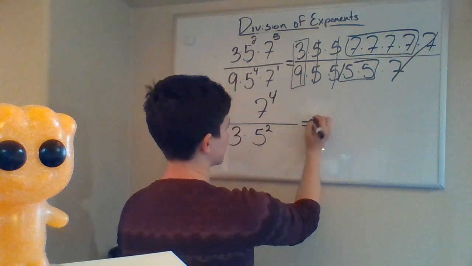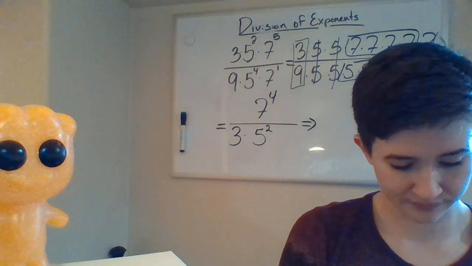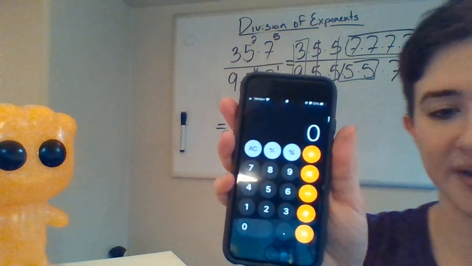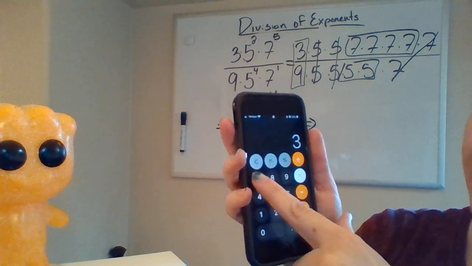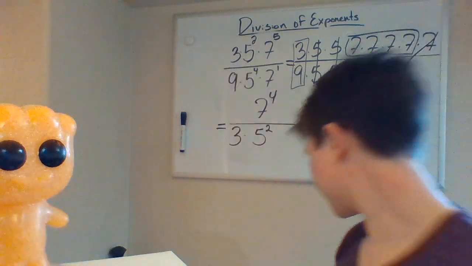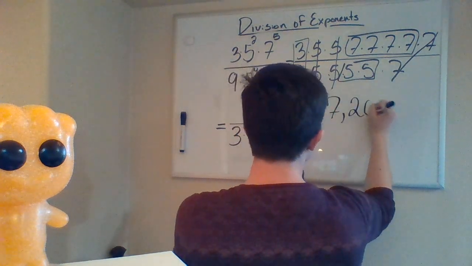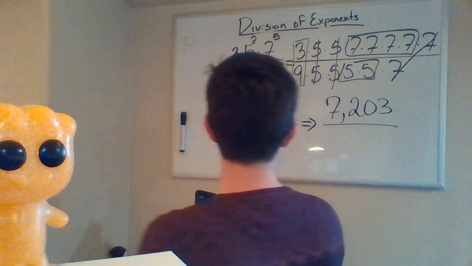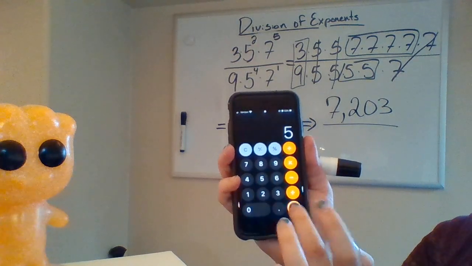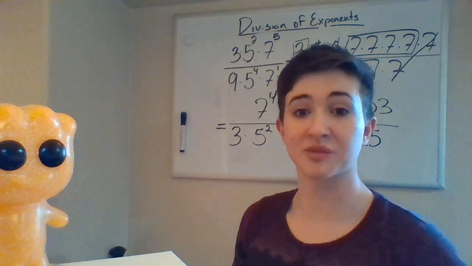Now I'm going to show you what this would look like if I just multiplied all that across. Take your handy dandy little calculator and do 3 times 7 times 7 times 7 times 7, which is 7,203. So that is the top. Then we take the bottom, which is 9 times 5 times 5, which is 225. These are technically the exact same things, so feel free to do them if you want to.